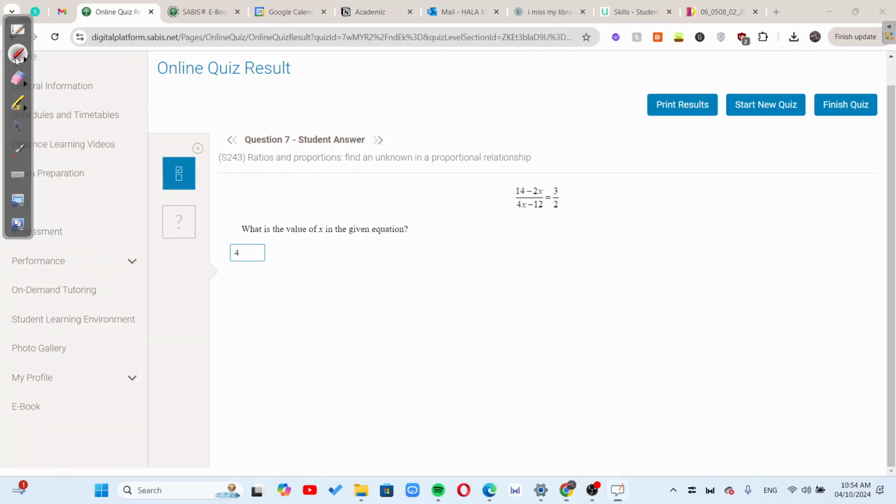Okay, so here you have to, again, it's the same thing, cross multiply. That's it. It's fractions equal to fractions. So the only way to do it is cross multiply. So 2 into 14 minus 2x equals 3 into 4x minus 12.